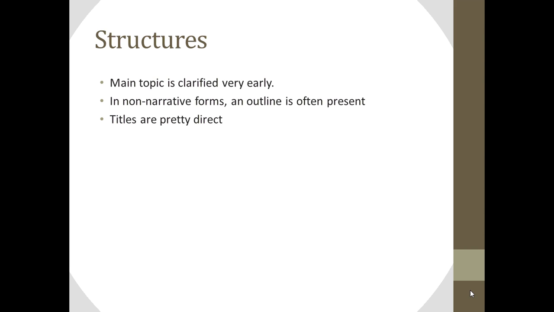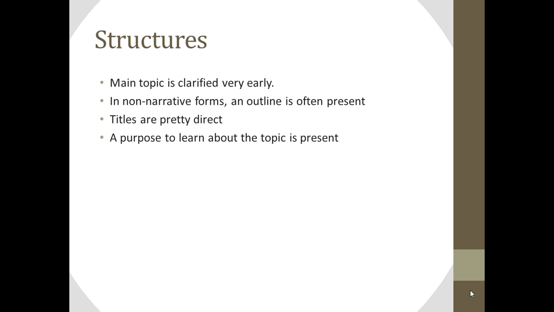Titles, especially in non-narrative forms, tend to be pretty direct. One difference is in some narrative forms they can be pretty creative. Like one narrative many of you have seen is Night by Elie Wiesel about his experience in the Holocaust. Definitely informative. He's trying to inform you about what he went through, what the prison camps were like. Now, the title Night, though, is more of a metaphor. It's not necessarily as direct, but it's still mainly an informative piece.